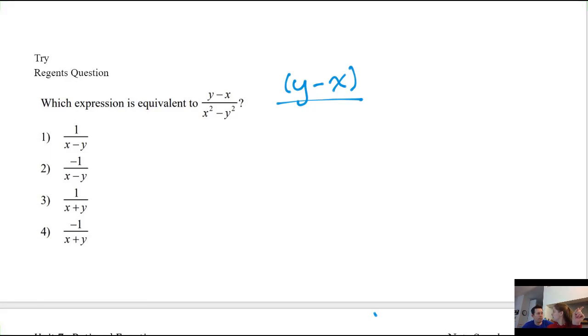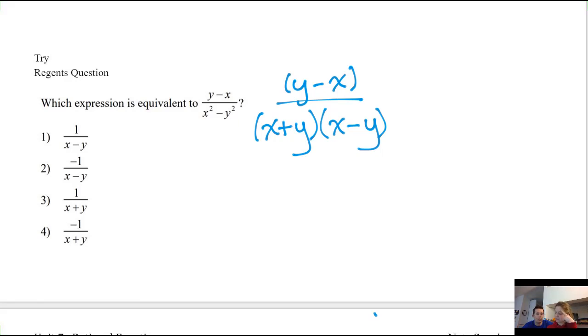Oh, wait. It's a difference of squares. I mean, it's literally x squared and y squared. They're both squares. So a plus and a minus. That's the first step, factor. Second step, divide out common factors. We don't have any common factors.